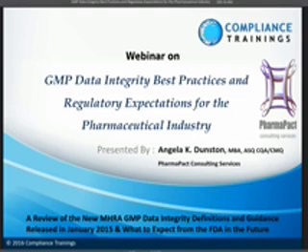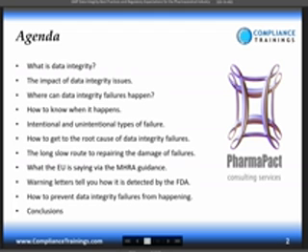We'll talk specifically about data integrity best practices and regulatory expectations. We're going to look specifically at the MHRA GMP data integrity definitions and guidance that was released in January 2015, and also what to expect or what the FDA is doing in regards to data integrity by looking at some warning letters.